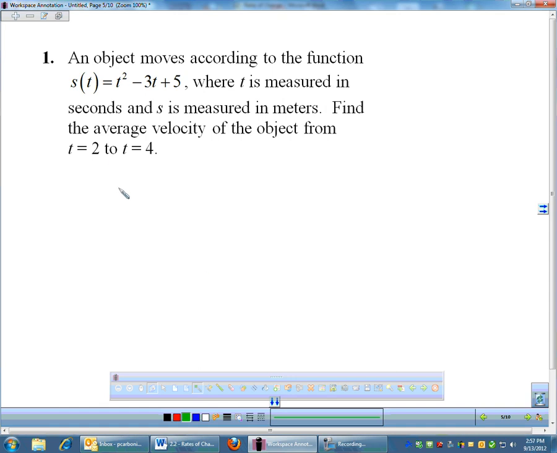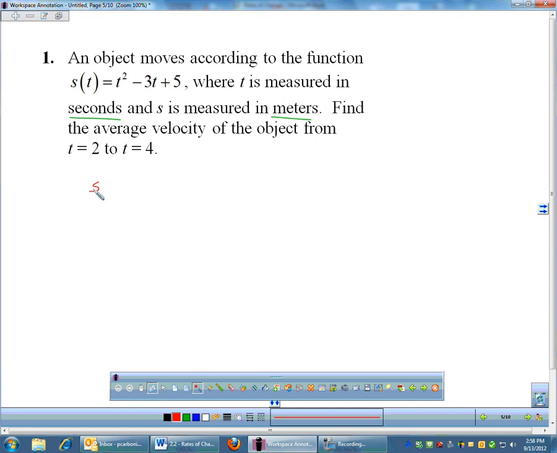All right, so how about a real problem? An object moves according to this function, and always pay attention to units. My time is measured in seconds, and my distance, s, is measured in meters. You always want to pay attention to that. Find the average velocity from 2 to 4. So if I want average velocity, that's not calculus. That's algebra 1, algebra 2. We do it in pre-cal.